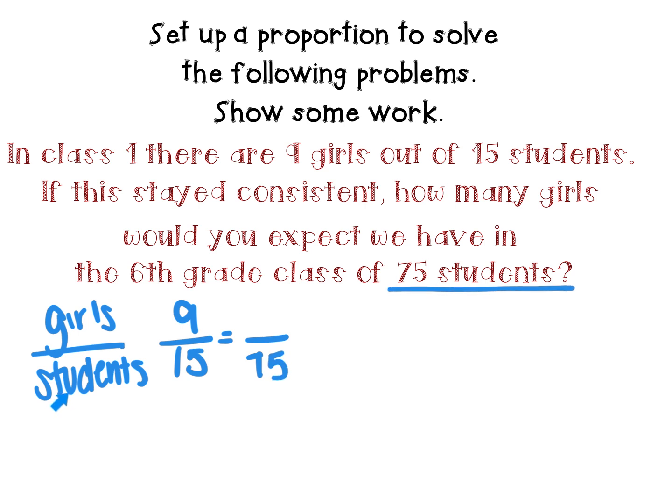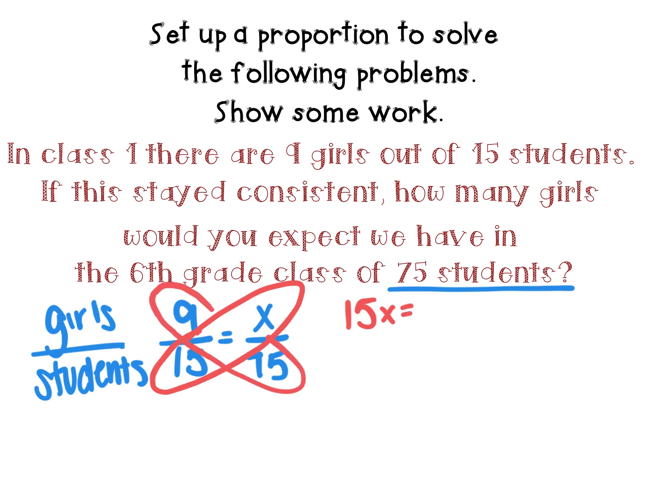We picked to put the label students on the bottom, so that's why Emmett chose to put 75 on the bottom. And then on the top, we're just going to pick a variable. I picked X. You might put G. Some people said I don't like using G because my G's kind of look like 9s and then I get confused. You might pick C because it reminds you of cookies and you like cookies. I don't care. Pick a letter. All right. So then we're going to use cross products to solve. Go ahead and do this on your paper alongside me. So we're going to say that 15 times X is on one side. 75 times 9 is on the other side.